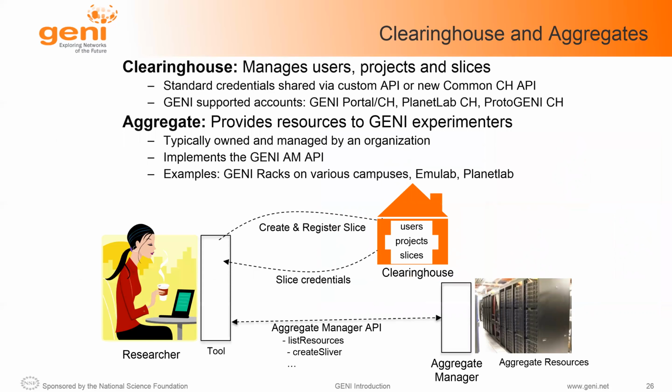There's a Clearinghouse and Aggregates, and the Clearinghouse basically manages all of this. The users, projects, slices, everything. And an aggregate is what you can think of as a site. An aggregate is any organization that owns some resources within GENI, and it's usually a geographical location.